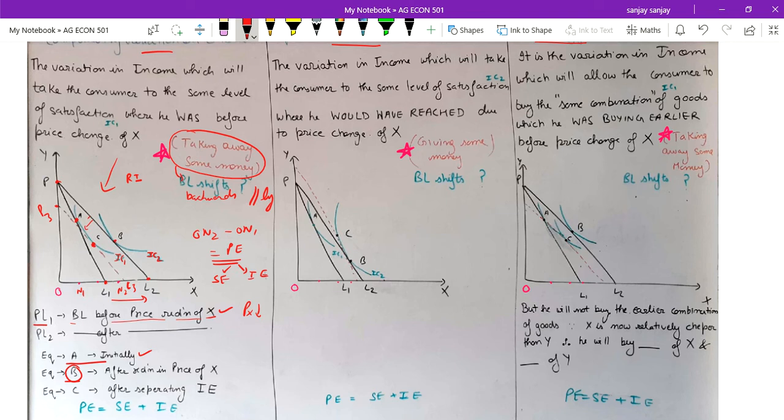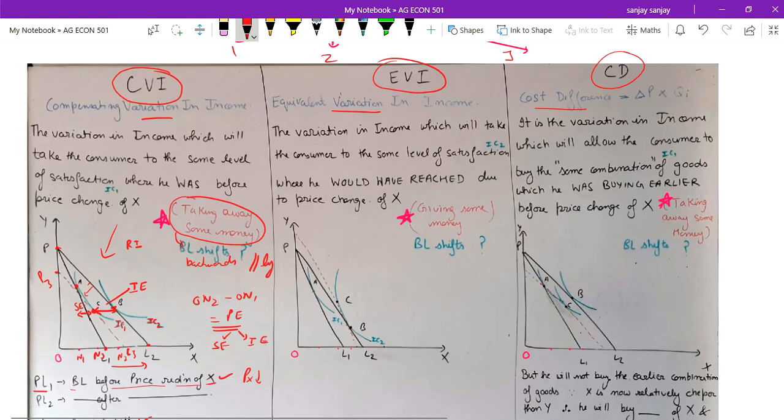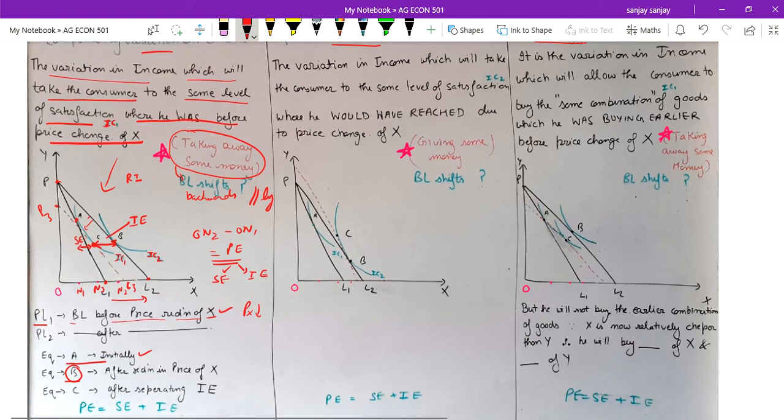So now, this gap is called the income effect and this gap is called the substitution effect. Now let's see the definition. Compensating variation in income is the variation in income which will take the consumer to the same level of satisfaction, that is IC1, where he was before the price change of X. In CVI, you have to take away some money and it will take the consumer to the earlier level of satisfaction where he was before the change in price of X.